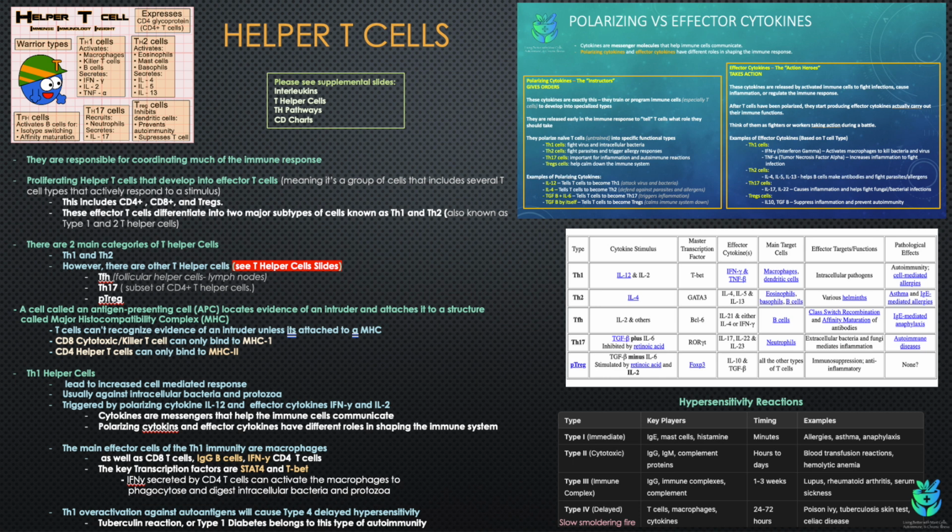The main triggering of the T helper cells class 1 are the macrophages, as well as the CD8 plus T cells, those are your killer or cytotoxic T cells, the IgG B cells, interferon gamma, and the CD4 T helper cells. Th1 overactivation against autoantigens will cause type 4 delayed hypersensitivities, and we will get into hypersensitivities here in a minute. Or type 1 diabetes belongs to this type of autoimmunity.